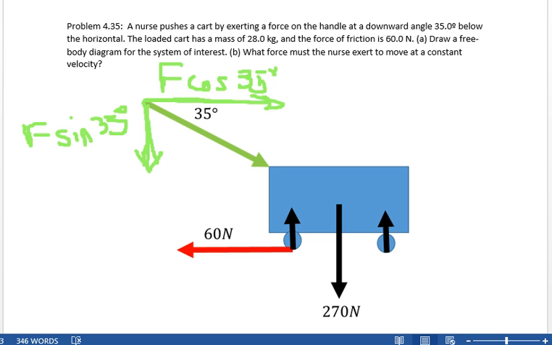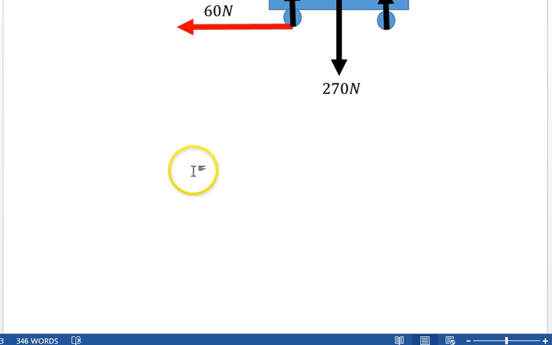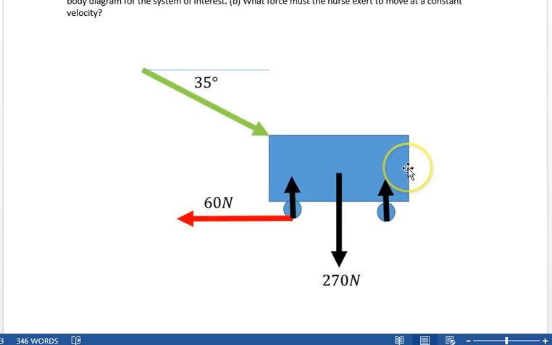The question is, what force must the nurse exert to move at a constant velocity? Well, to move at a constant velocity, she needs to exactly cancel out the 60 newtons of frictional force. So we need this component up here, F cosine 35 degrees, to be equal to 60 newtons. All right, that's what we learned from the free body diagram.